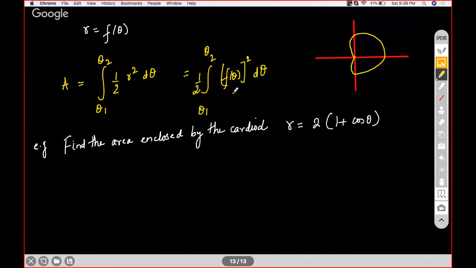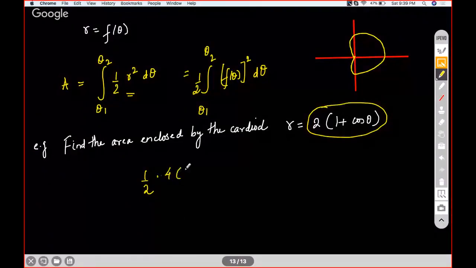Okay, you see this figure? Then that resembles a heart actually. That's why it's called a cardioid. Now, what I have to use is this expression, plain and simple: half r square. R square means square of this term. So it's 4 times (1 plus cos theta) whole square d theta. Now the challenge is from where to where I have to integrate it.